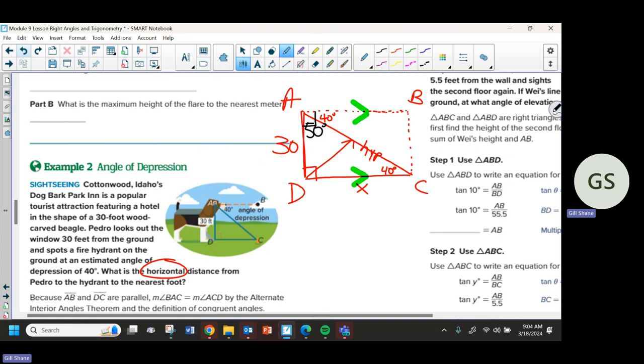It's also 30. Yeah, that's got to be 30. That's got to be F. Now I can use whatever I want. I've got plenty of information. I can use 40 and I can use opposite over adjacent. I can use 50 and I could use opposite over adjacent again. Now you would say that we'll finish that off tomorrow.